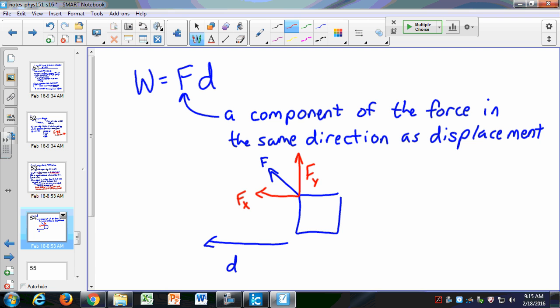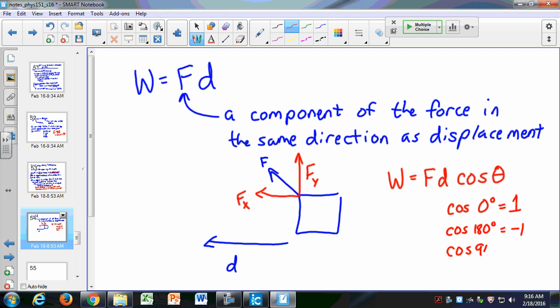That's slightly different. Okay? So a more general way to say this, and don't get caught up in the cosine function, would be to say that work is equal to F D times cosine of the angle theta. All you really need to know is the cosines of three angles. The cosine of 0 degrees is equal to 1. The cosine of 180 degrees is equal to negative 1. And the cosine of 90 degrees is equal to 0. You might remember that from high school math. But the cosines of these angles describe the type of work that's being done.